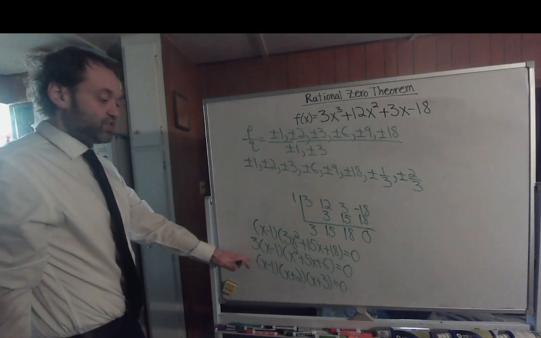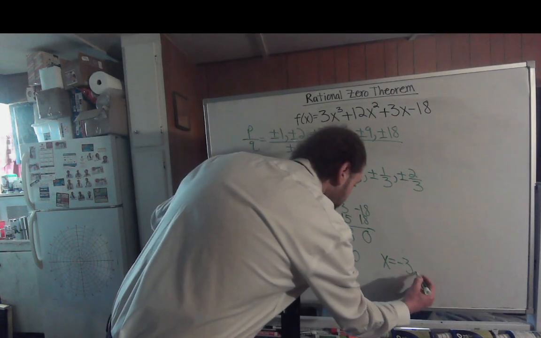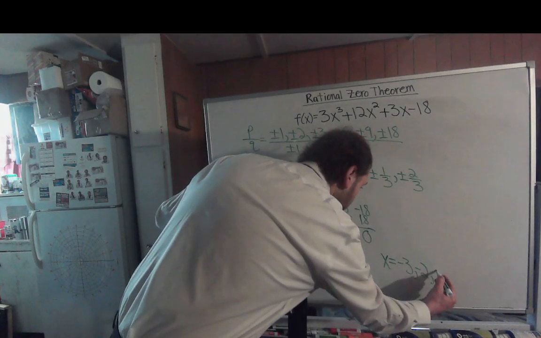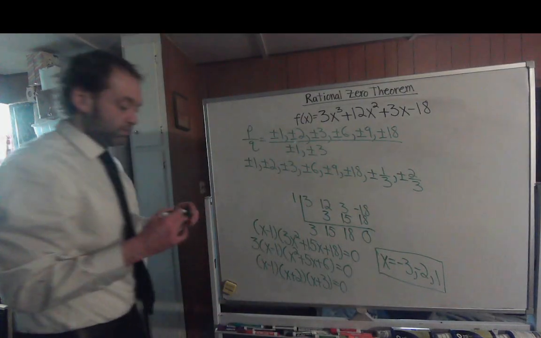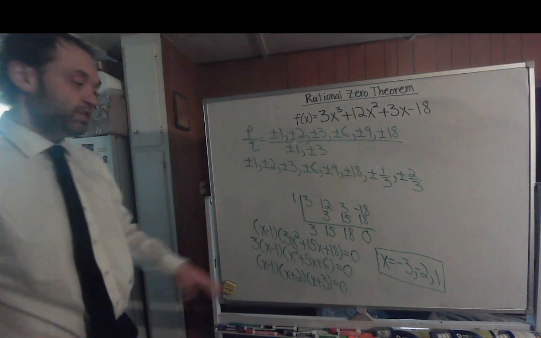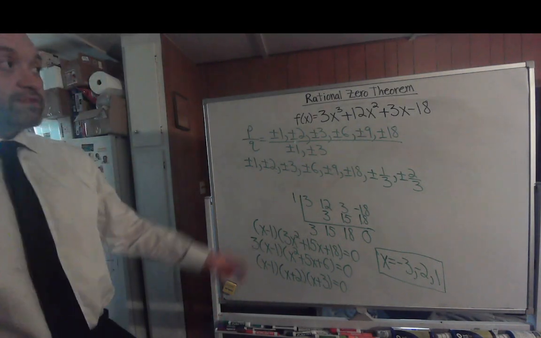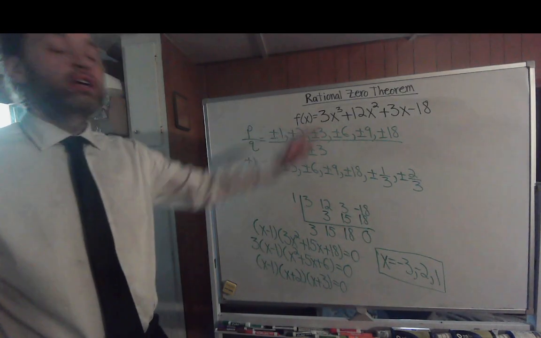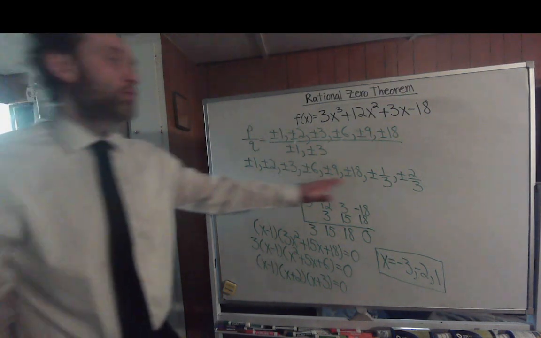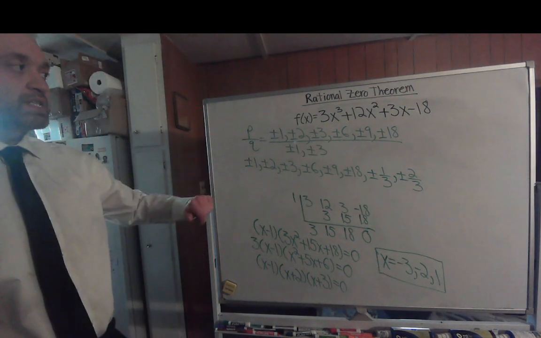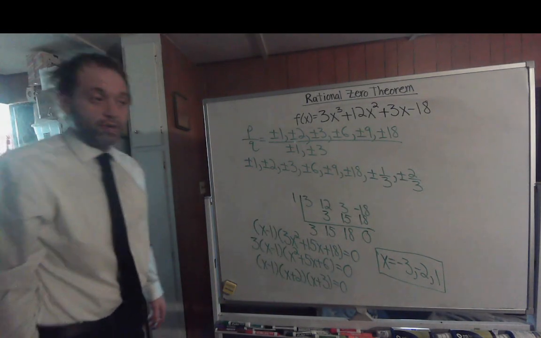So now just set each of these factors equal to 0. You would get x equals negative 3, negative 2, and positive 1. So x equals negative 3, negative 2, and positive 1. And could we have factored out a 3 to begin with up here? Certainly we could have, but I wanted to show you very thoroughly how rational zeros work when you're testing them, that sometimes you'll have fractional rational zero possibilities.